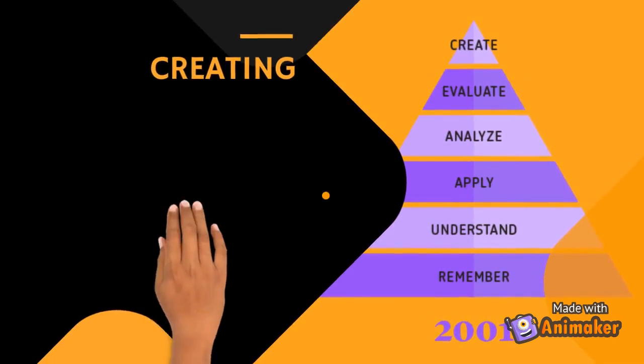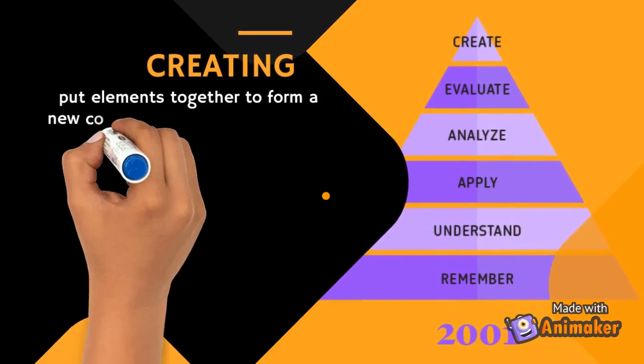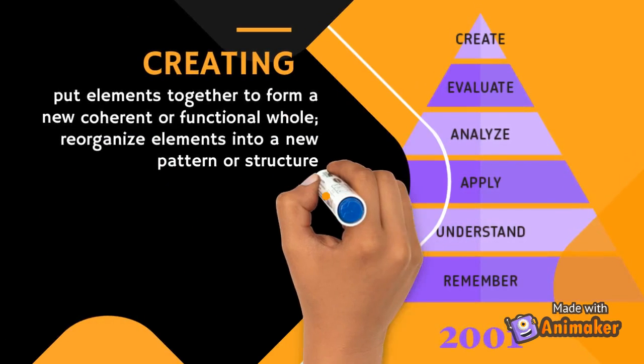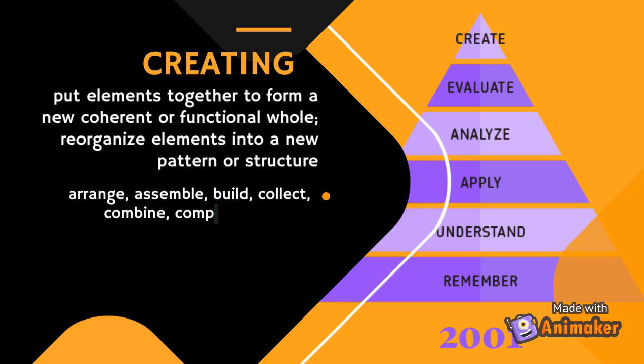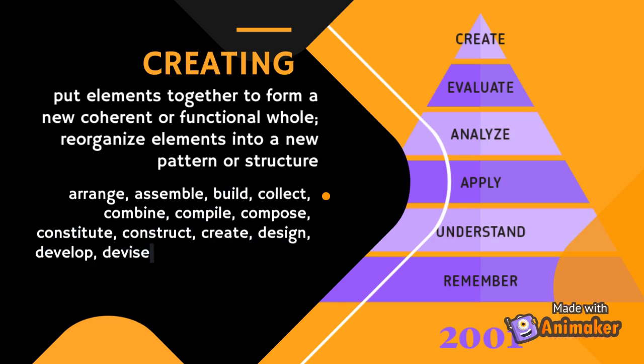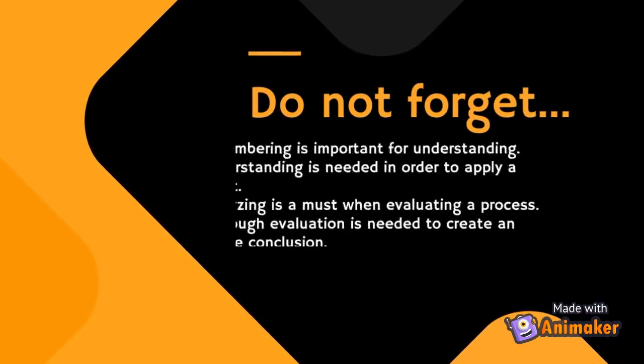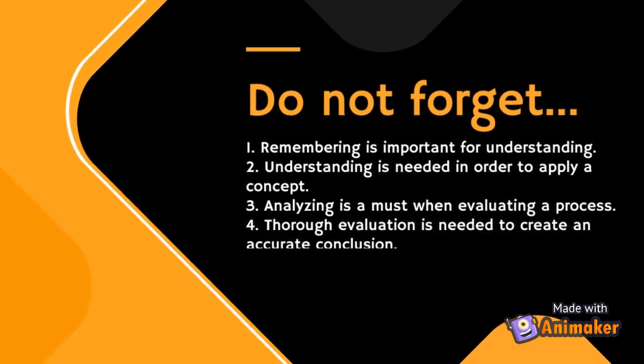Lastly, the highest level in the hierarchy is creating. This aims for the students to put elements together to form a new coherent or functional whole. An example learning objective for this level would be compose a poem that talks about the current issues in society nowadays. The example learning outcome verbs for this level are design, formulate, build, invent, create, compose, generate, derive, modify, and develop.